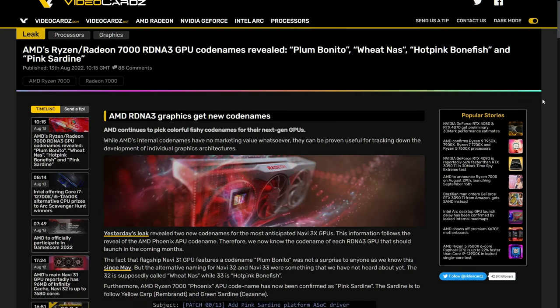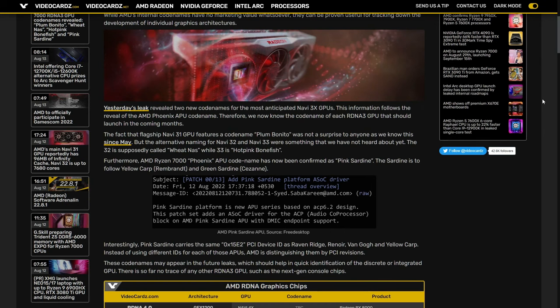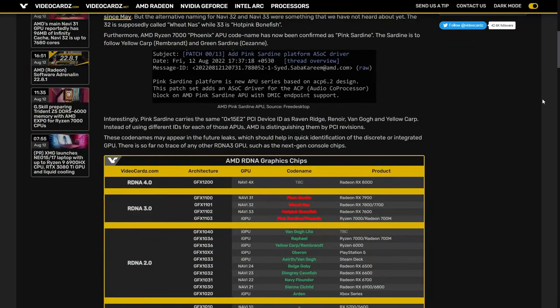So Pink Sardine seems to be the AMD 7000 series Phoenix APU name, following Yellow Carp, the Rembrandt, and Green Sardine, which was Cezanne. And then we have the Pink Sardine, which carries the same PCIe device ID as Raven Ridge, Renoir, Van Gogh, and Yellow Carp, which is 0x15E2. Instead of using different IDs for each APU, AMD is actually distinguishing them by PCIe revisions.